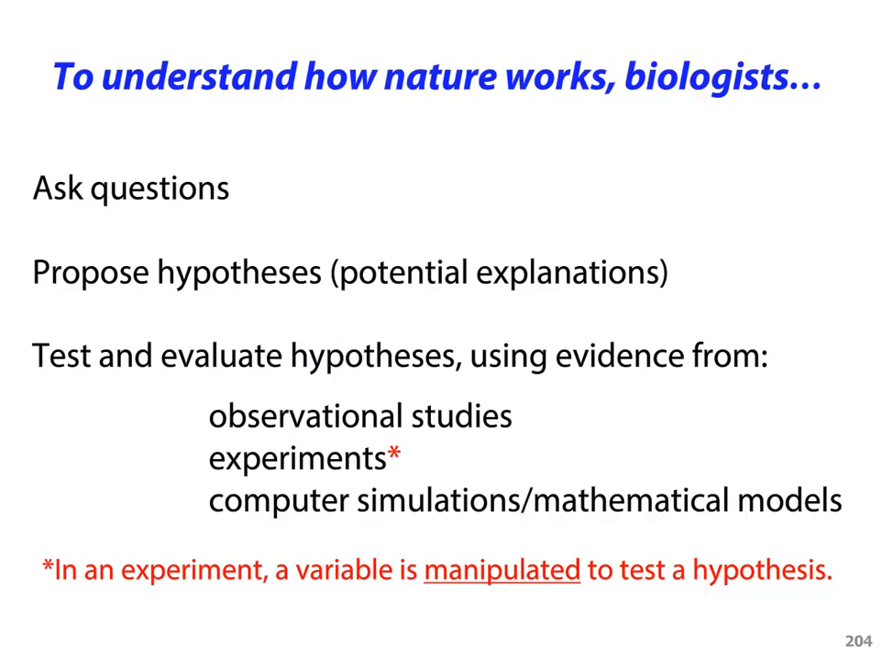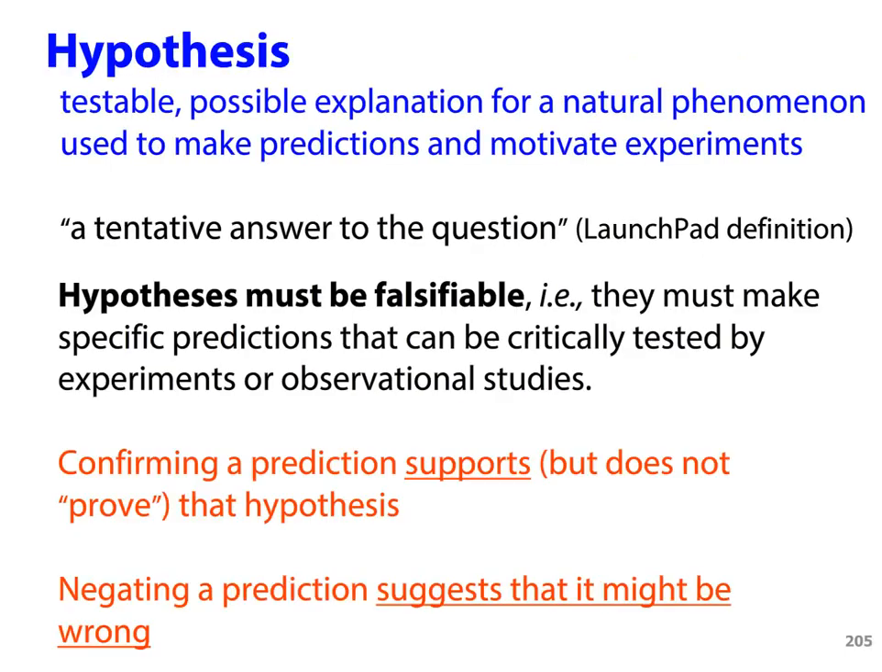So just realize that, to test and evaluate hypotheses, you can do all three of these things, okay, that you use evidence from them. Okay, so a hypothesis, by the way, is a testable, possible explanation for a natural phenomenon. Now, it's a tentative answer to a question. And oh, look, a hypothesis must be falsifiable. So it has to make predictions that can be critically tested by experiments or by observational studies.